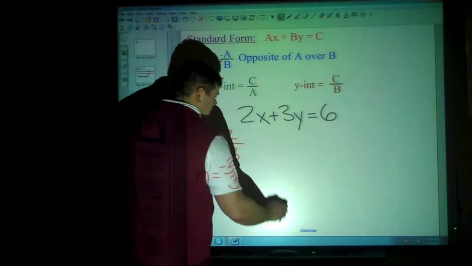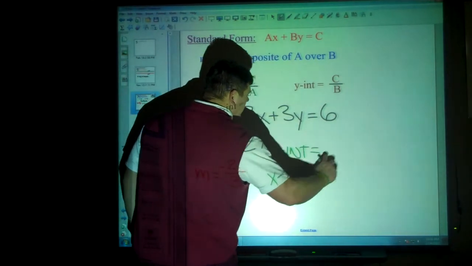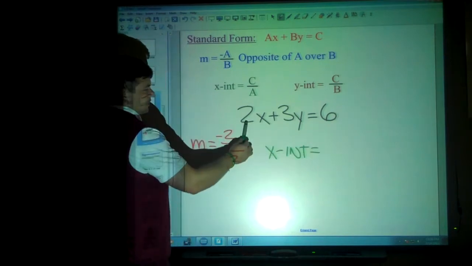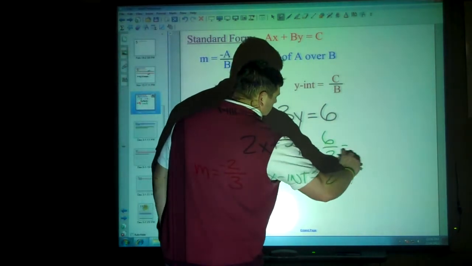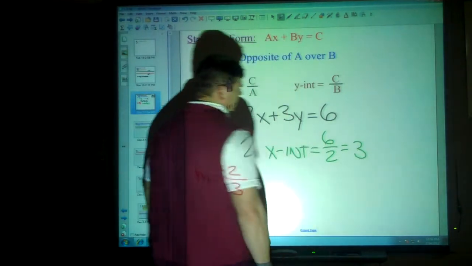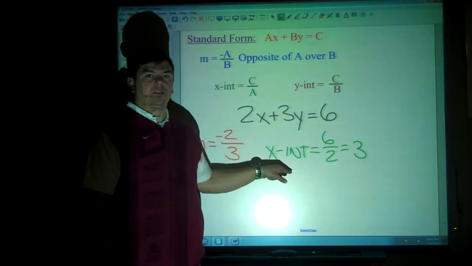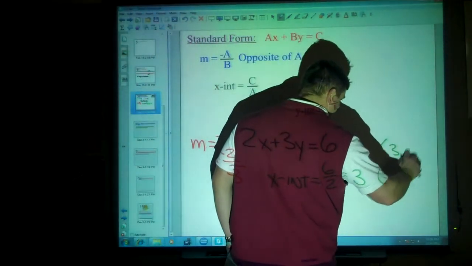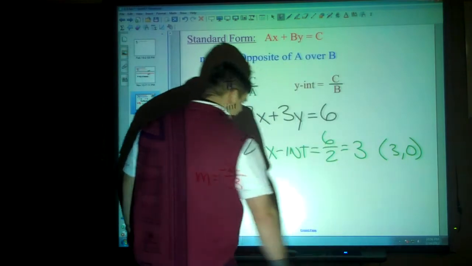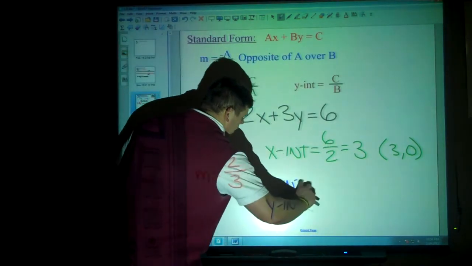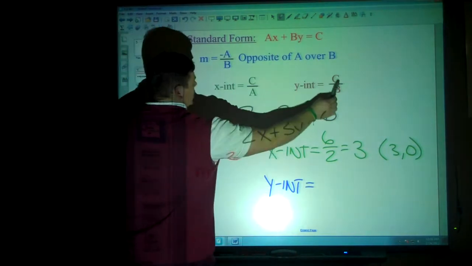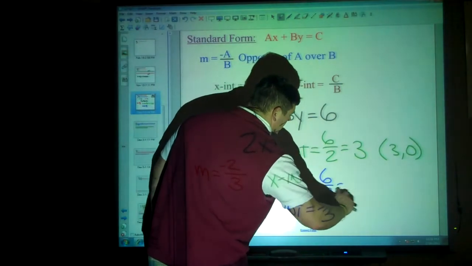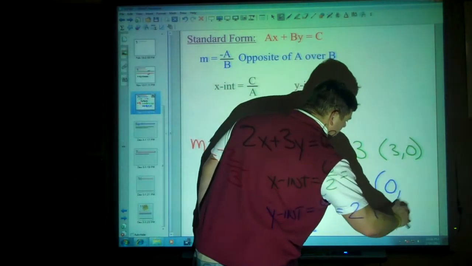If you want the x-intercept, that's easy too. The x-intercept is the c value divided by the a value. That's our c value, that's our a value. And 6 divided by 2 is 3. So that means that our graph will touch the x-axis right at 3. This is the coordinate 3, 0. And if you want the y-intercept, according to the relationship c over b, this is our c, this is our b, 6 over 3 is 2. That's actually the coordinate 0, 2.